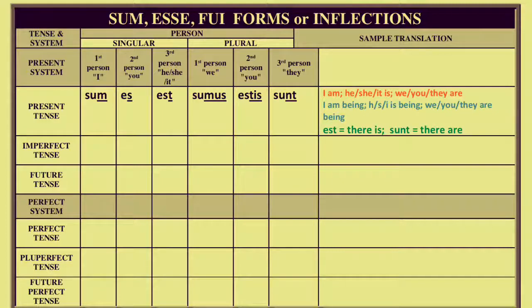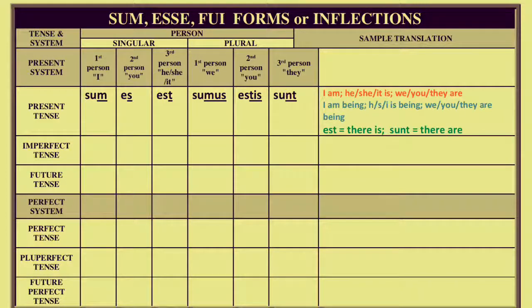Notice that the verb to be is different because we're not looking at just an ending, but we are actually looking at an entire word. So that means that when I see the word sum in a sentence, I will translate it as I am. I can also translate it as I am being. Es is you are, or you are being. Est is he, she, or it is, or he, she, or it is being.